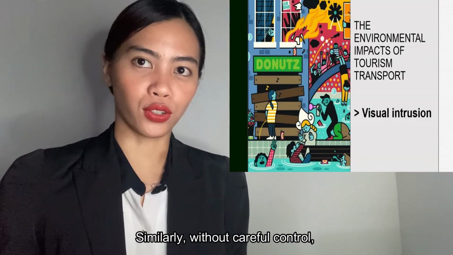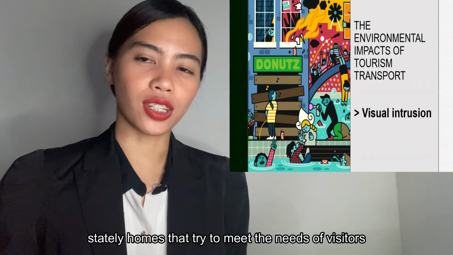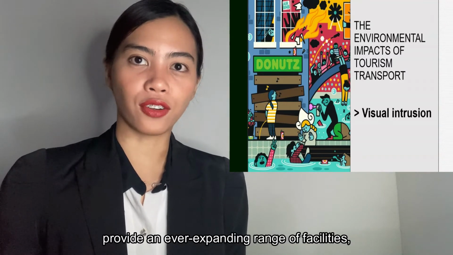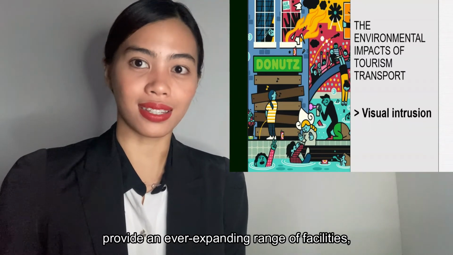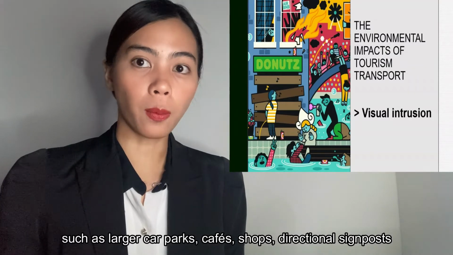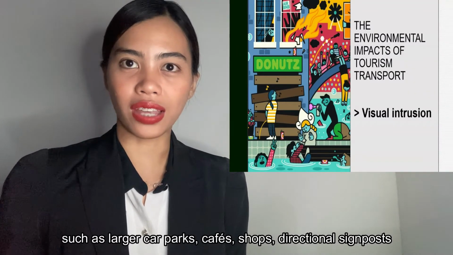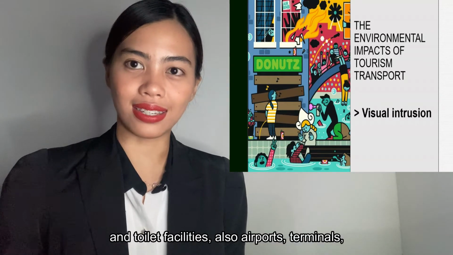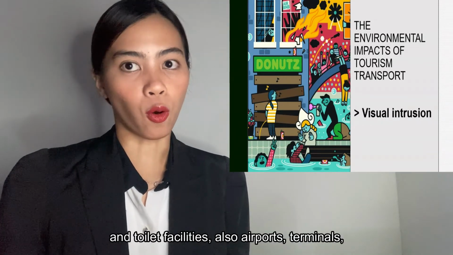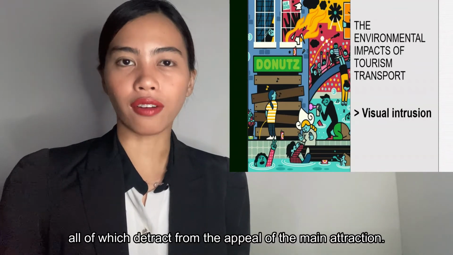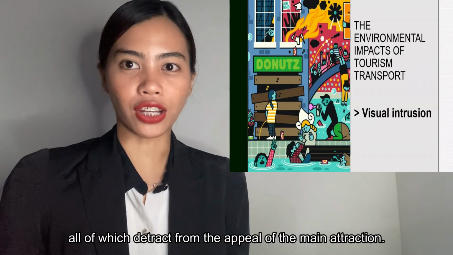Similarly, without careful control, stately homes that try to meet the needs of visitors provide an ever-expanding range of facilities, such as larger car parks, cafes, shops, directional signposts, and toilet facilities. Also airports and terminals, all of which detract from the appeal of the main attraction.